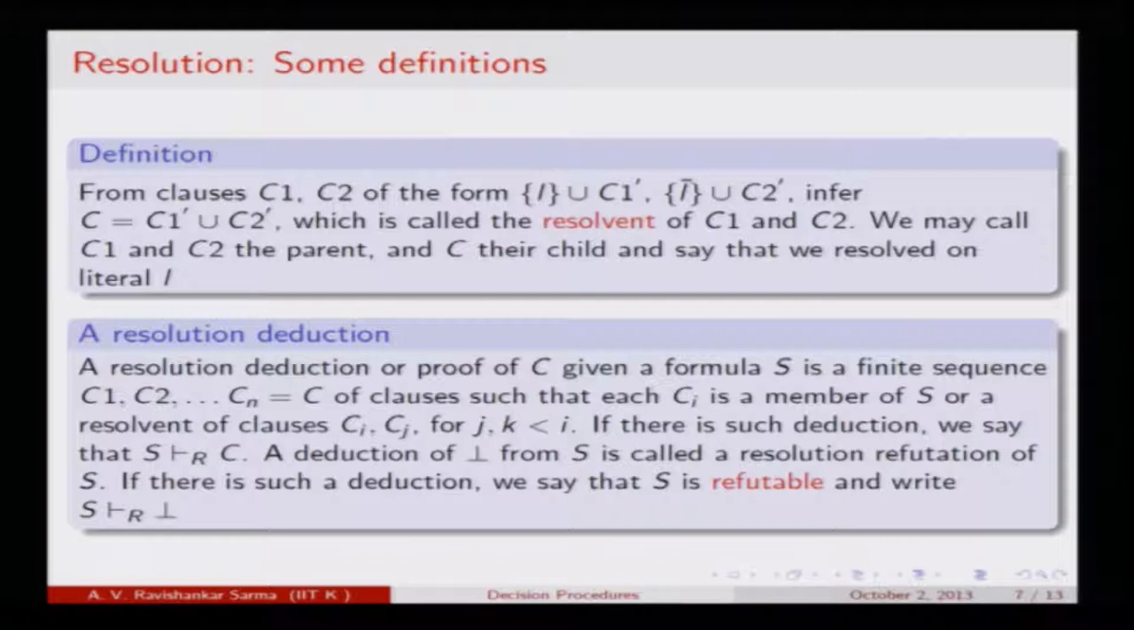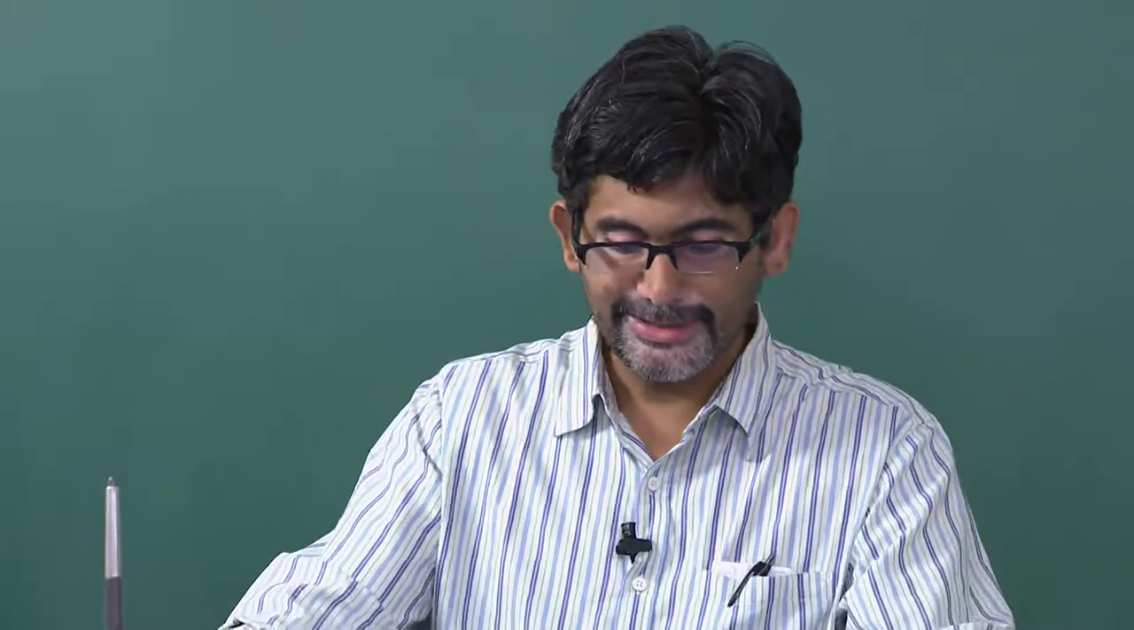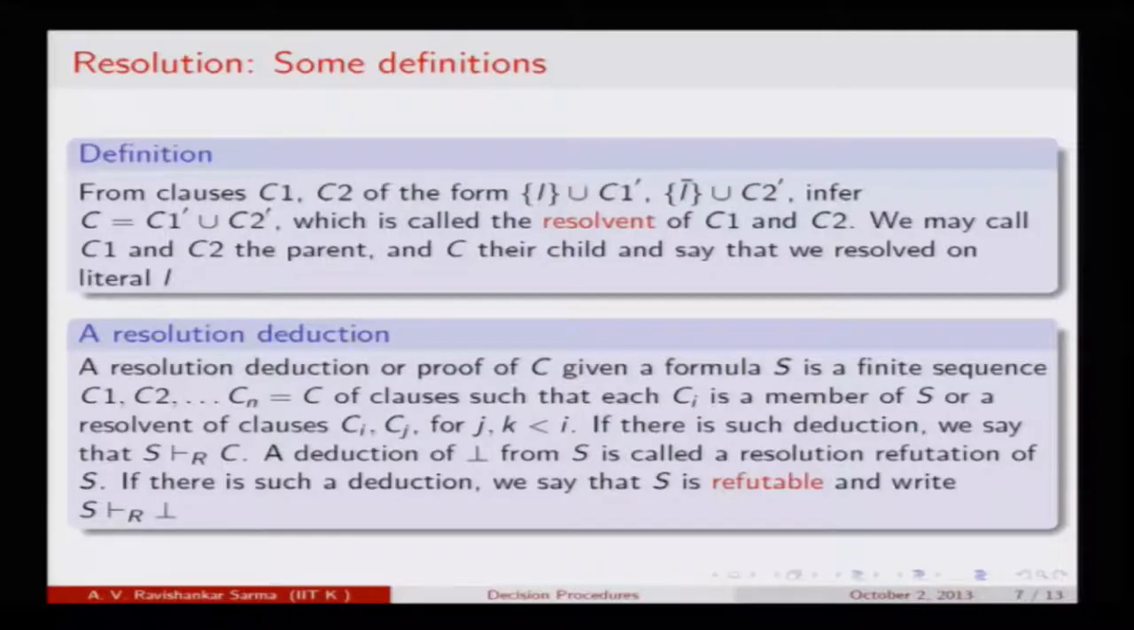Now the resolution deduction process is like this. A resolution deduction can also be considered as a proof, like natural deduction. Here what you are deducing is the resolvent. A resolution deduction or proof of C given a formula S, that means you got C from S, is a finite sequence C1, C2 to Cn, and ultimately C, of clauses such that each Ci, that means each step in your proof, is a member of S or a resolvent of clauses Ci and Cj.